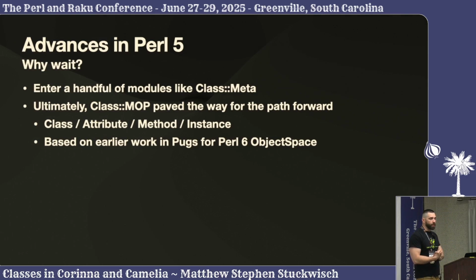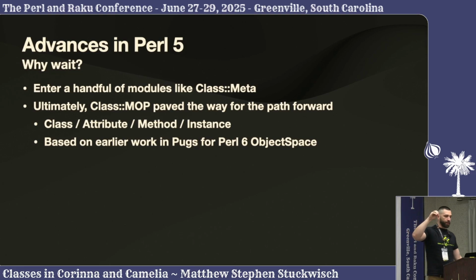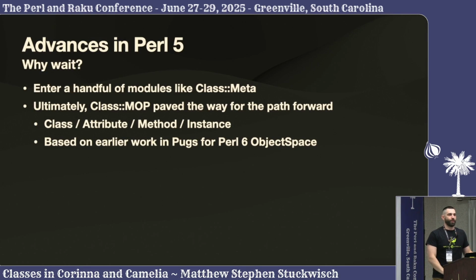And so the main one, and again, history people, please correct me. Like I said, if I get any of this wrong, whose fault is it? Ruth, yeah, okay. But Class::MOP kind of paved the way forward and landed on this class, attribute, method, instance core bit. But it was based on the work for Pugs, which was designed for Perl 6. And this is now getting all the ideas that were floating around, still being solidified for Perl 6, coming back into Perl 5. And based on this work, we ended up with what?